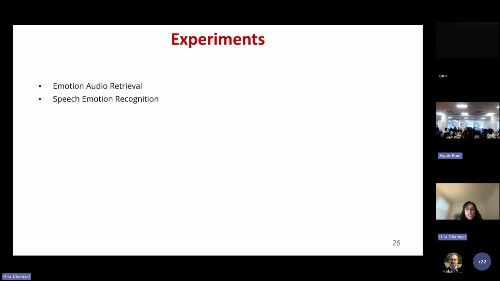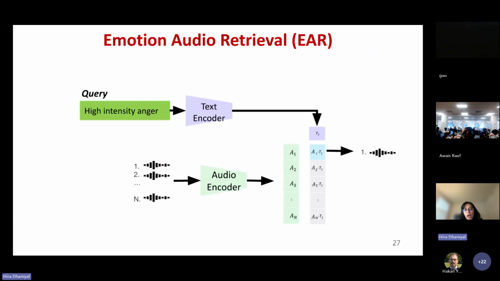For this task, once the model is trained, it can be used in various inference modes, and we use it in the following two tasks: emotion audio retrieval and speech emotion recognition. The emotion audio retrieval task is set up like so.